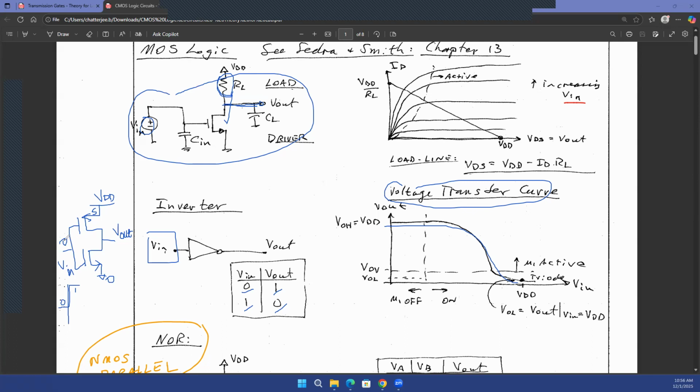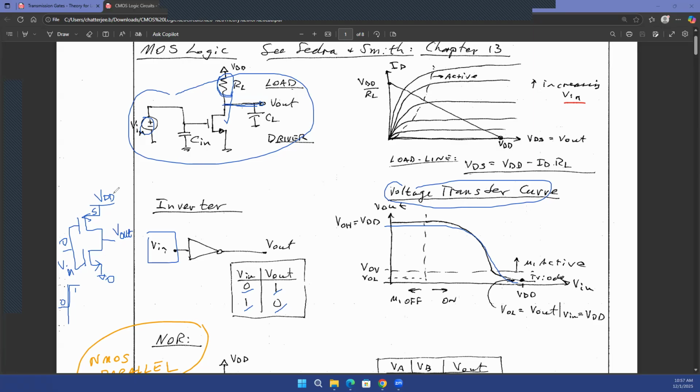Or in other words, if VGS of the PMOS, which is going to be 0 minus VDD, that is minus VDD or minus 5 volt, is less than the actual value of the threshold voltage, which could be, let's say, minus 0.7 volt for the PMOS, then the PMOS transistor is on. You can think of it in either way. So when your input is 0, your PMOS transistor is on and your NMOS is off because the VGS for the NMOS is equal to 0.